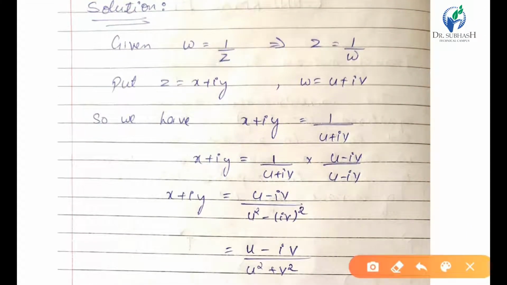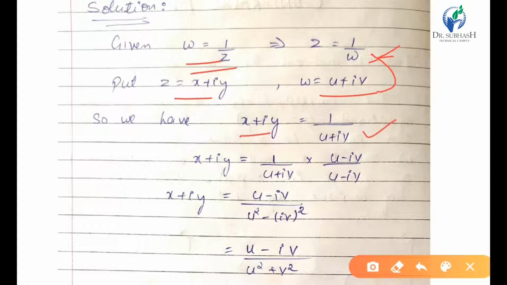Here the given transformation is w equal to 1 upon z. We can write it here as z equal to 1 upon w. Now we already know that z equal to x plus iy and w equal to u plus iv. We'll put this value in this equation. So we get x plus iy equal to 1 upon u plus iv.